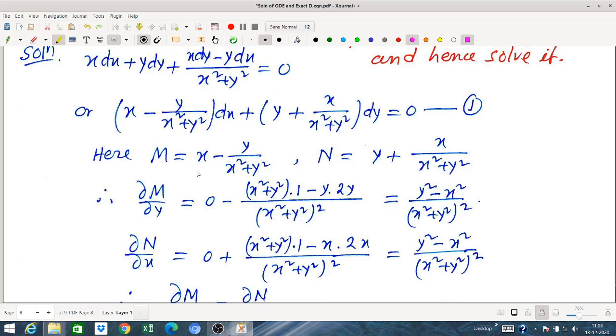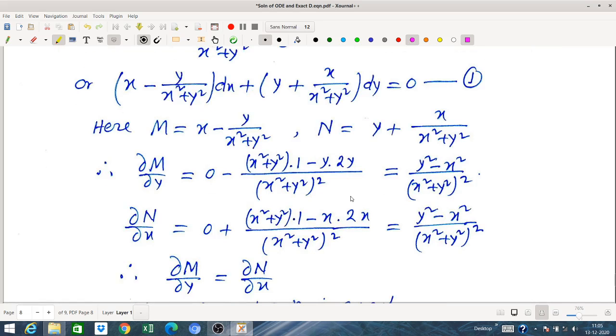Now del M by del y. This x is constant, so 0 from that term. When we differentiate partially with respect to y, x is constant. So it is minus y by (x square plus y square), u by v rule. So it is v square, v into derivative of u, numerator 1, derivative of y with respect to y is 1, minus y remains, derivative of x square plus y square with respect to y is 2y. So you have got y square minus x square by (x square plus y square) whole square.